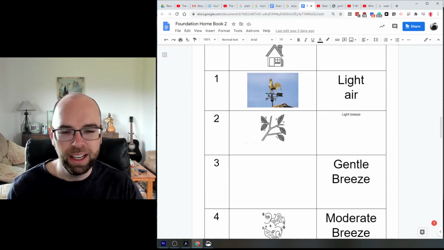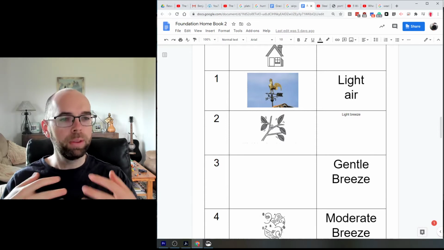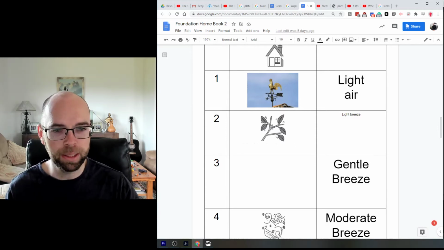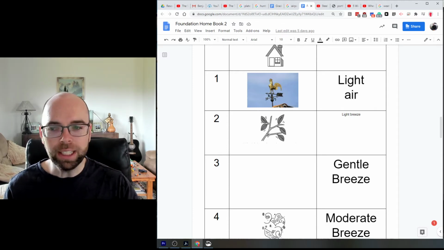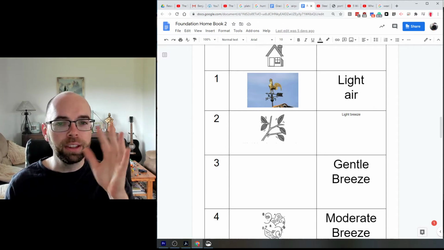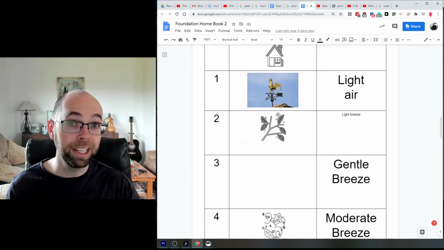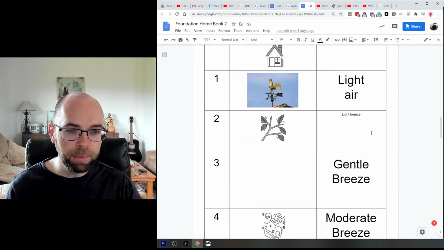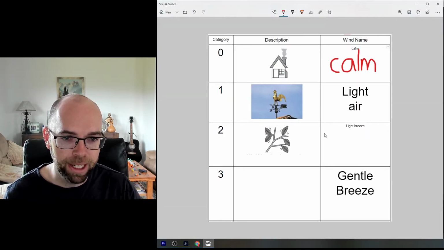Okay, this is the light breeze. This is just when the wind is going about the speed you'd walk, just walking speed. And if the wind is going at a gentle walking speed, it's just enough to make the leaves in the trees wobble. So I've got a picture there of the leaves in the tree wobbling. Okay? And I'm going to write light breeze here. So I'm going to switch over here and I'll write light breeze. You can do that too.